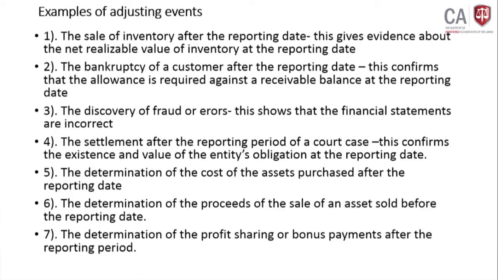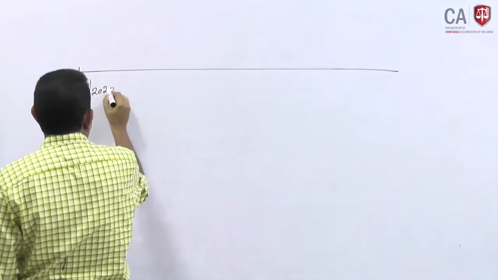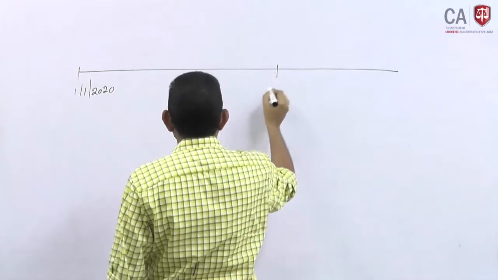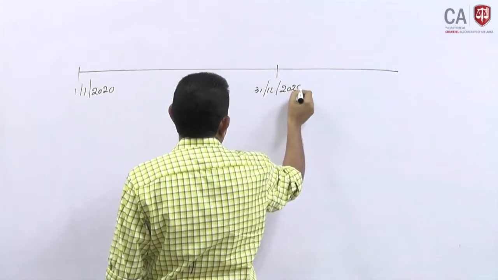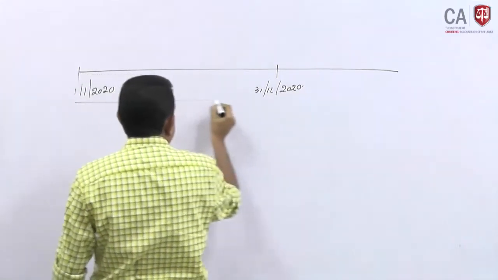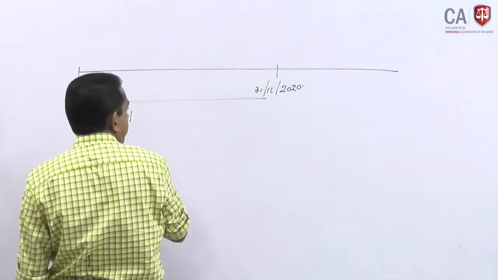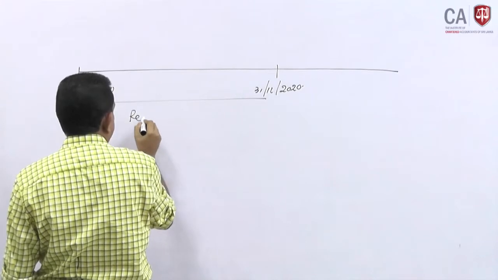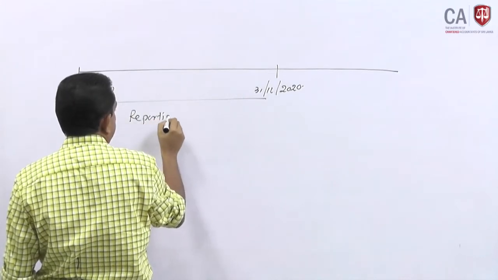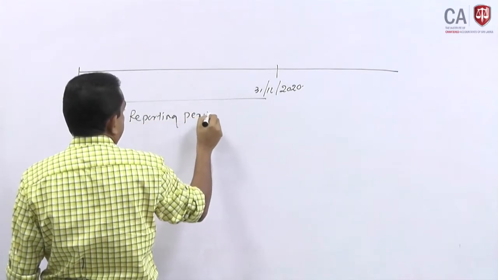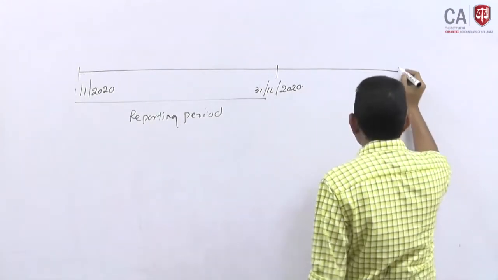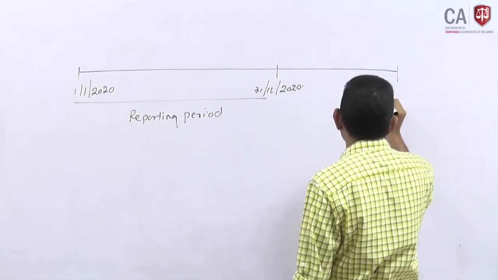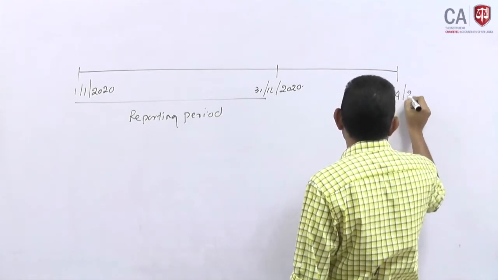Reporting year period starts on 1st January 2020 and it ends on 31st December 2020. This is the reporting period. And the financial statements were authorized for issue on 30th April 2020.